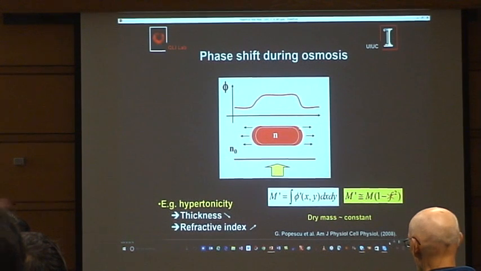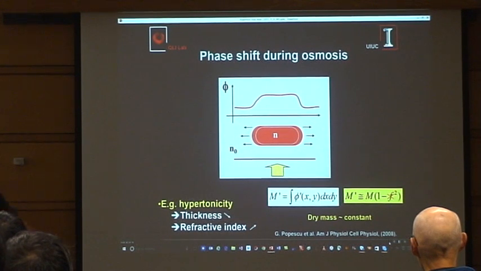Meaning that if you have small amounts of water coming in and out of the cell, and you integrate over the entire surface of this phase image, you get something that's only a quadratic function. You get something that's pretty much constant, as long as the water volume exchange is small.